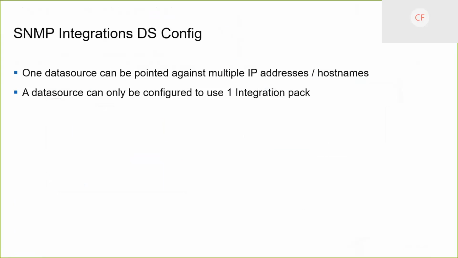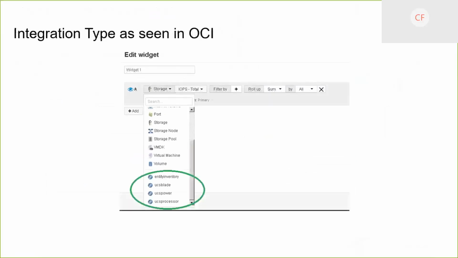A couple of things about this: a data source can be pointed against multiple IP addresses or host names. You can only have one integration package referenced in a data source, but you can have it looking at multiple devices. And it's just a nuance that it kind of works both ways. You can also have one integration pack with multiple IP addresses, and you can also have it work the other way.